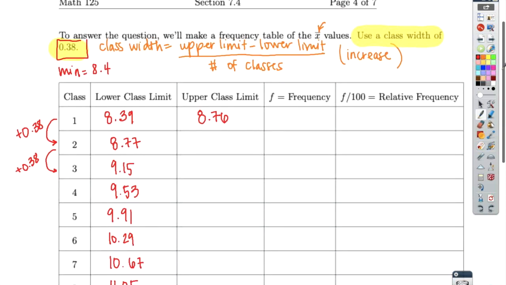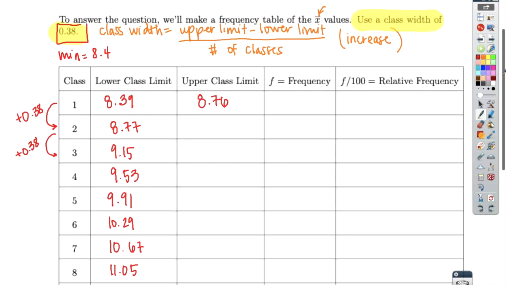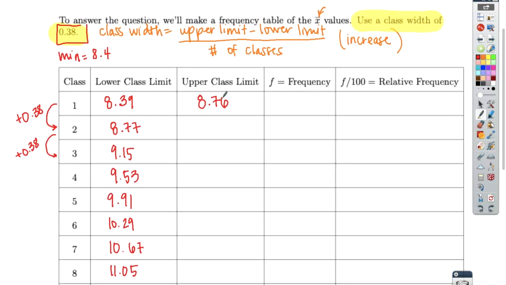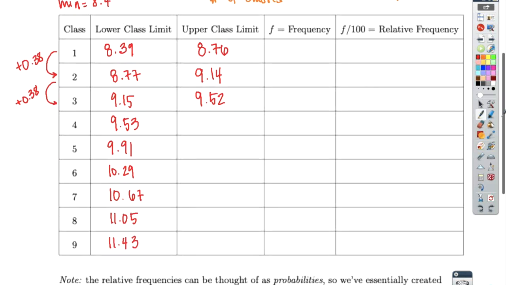I'm going to be cautious about this actually. No, this is fine. Okay, so 8.76 and then 8.77. There won't be any overlap there, and we'll have all classes accounted for. Okay, so then up against 9.15, I'm going to do 9.14. And then 9.52 is just a smidge under 9.53. So fill out this column.